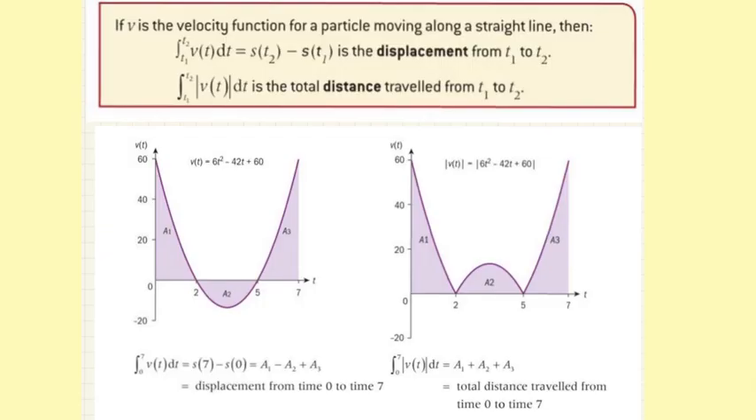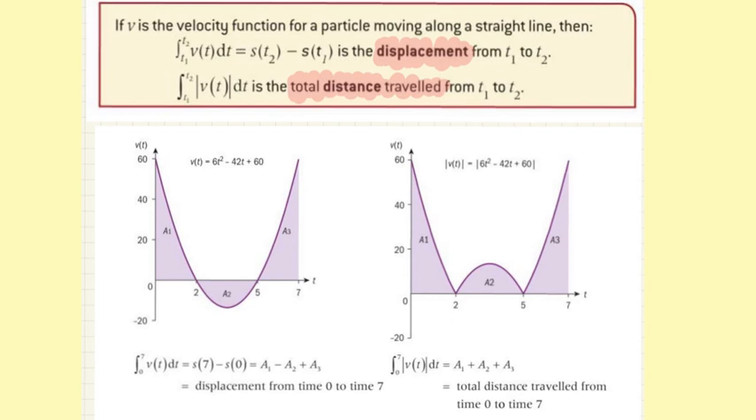Now let's discuss integration and kinematics. If v is the velocity function for a particle moving along a straight line, then if we integrate the velocity function, there are two possible scenarios. We can either get the displacement, or we can get the total distance travelled. If we integrate between t1 and t2 of the velocity function, we will get the displacement.